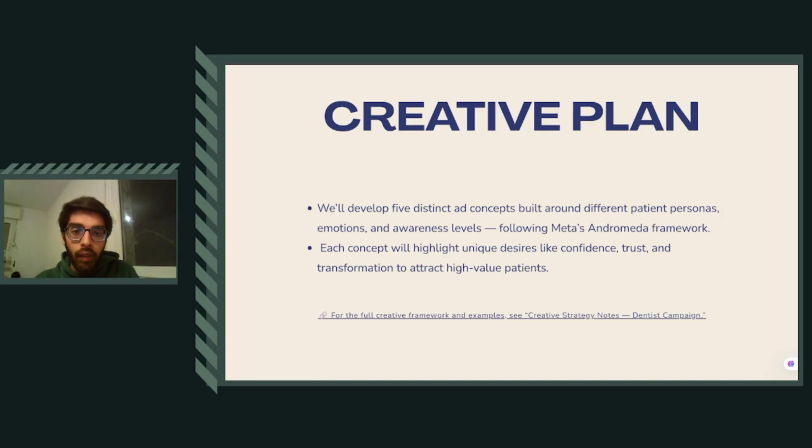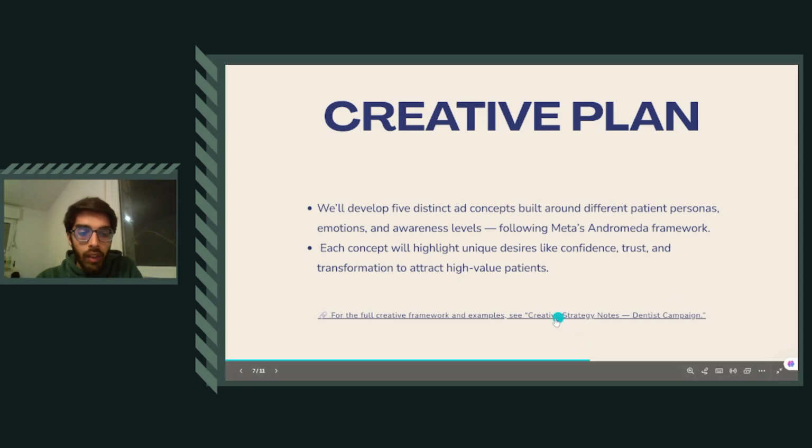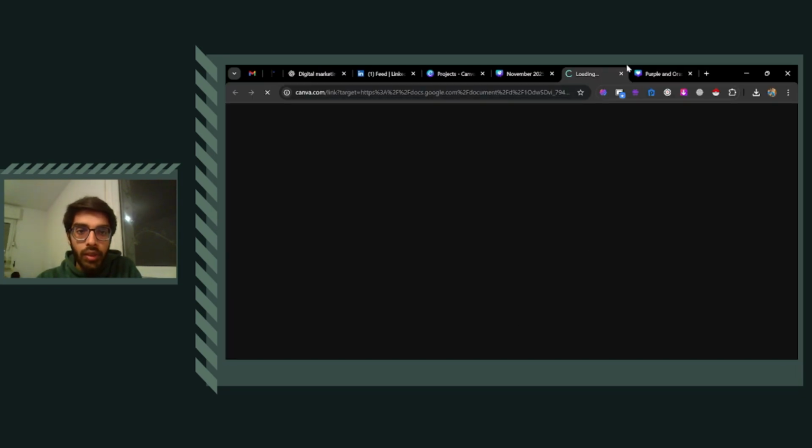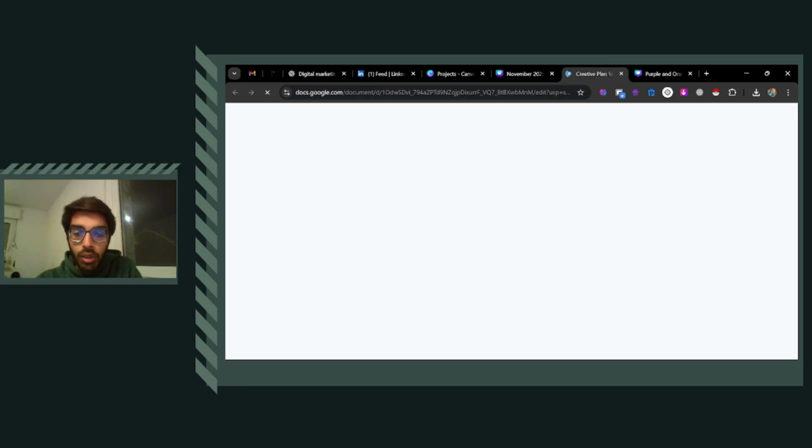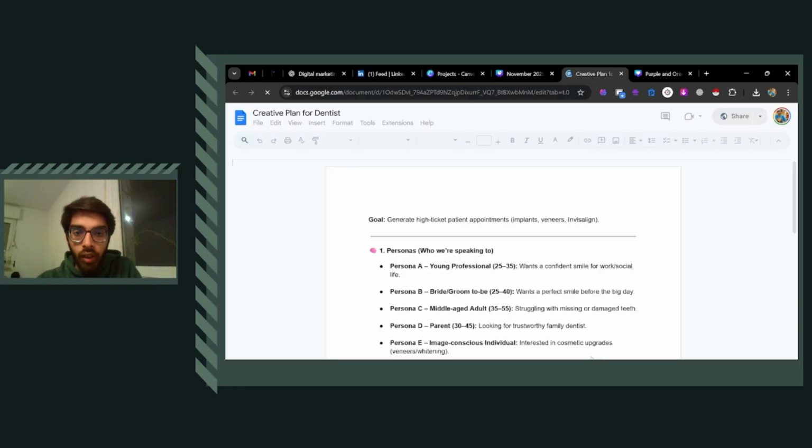So we'll develop five distinct ad concepts built around different patient personas, emotions, and awareness levels, following Meta's Andromeda framework. Each concept will highlight unique desires like confidence, trust, and transformation to attract high-value patients. So basically, in short, I have the full creative framework and example strategy notes here as well. Let me show you here in front of me.